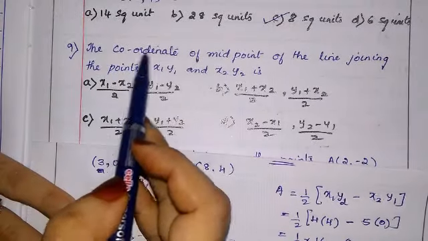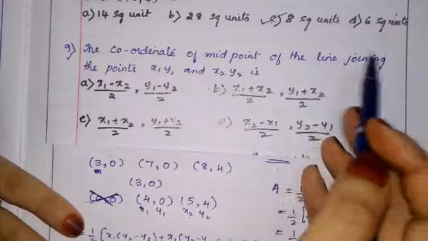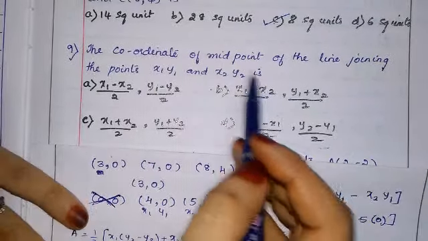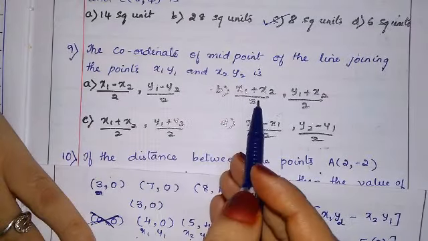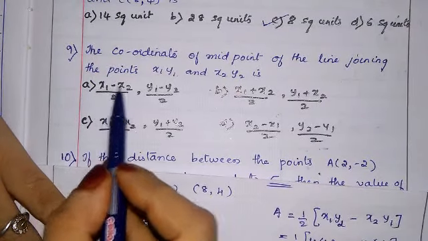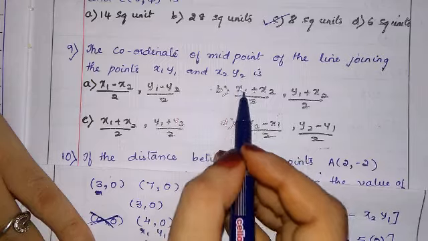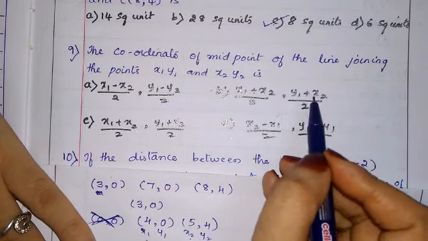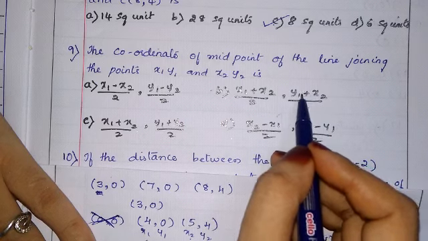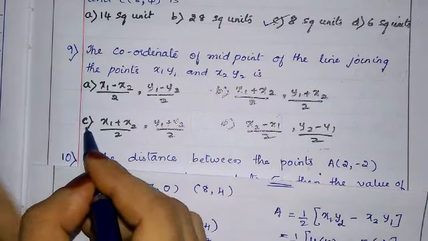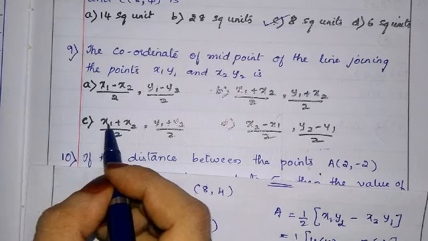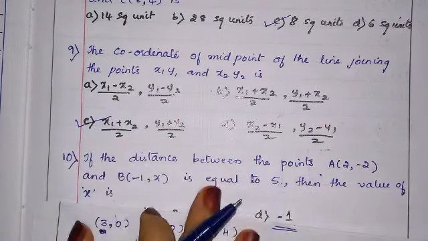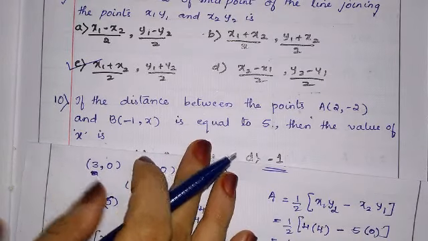Question number 9. The coordinates of the midpoint of the line joining points x1, y1 and x2, y2 is. Out of this, which is the correct formula they are asking? x1 minus x2 is not the correct formula. x1 plus x2 upon 2, y1 plus x2, no, y1 plus y2 should be, so this is also not correct. Option C is the correct answer, because x1 plus x2 by 2, comma, y1 plus y2 by 2. Let us see the next problem.